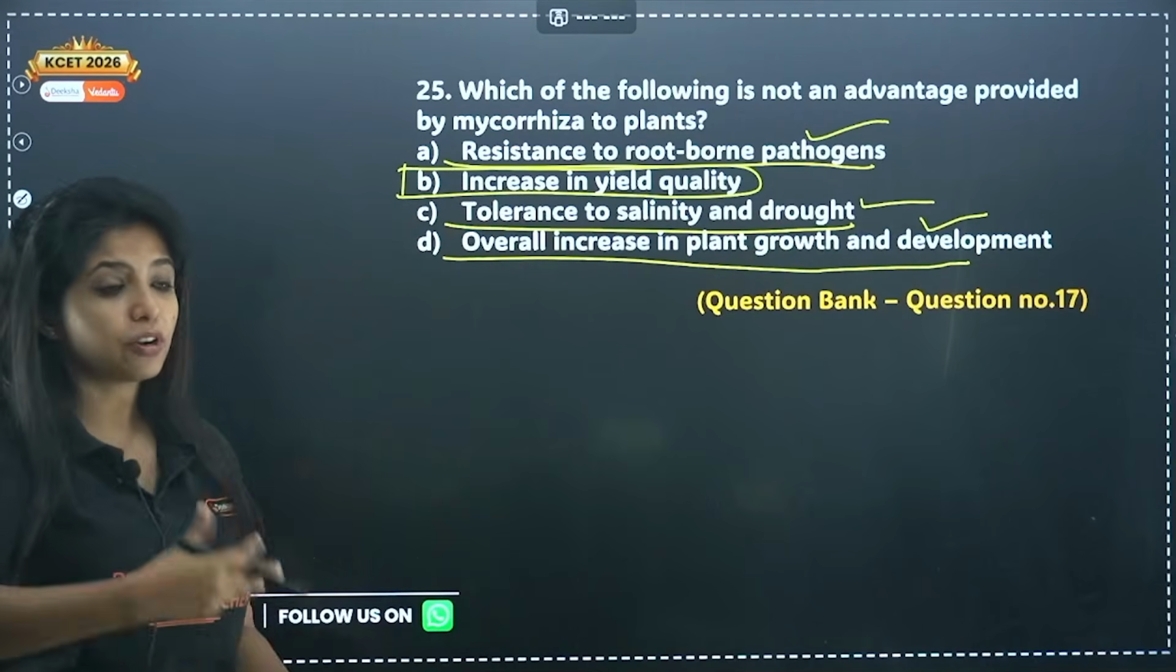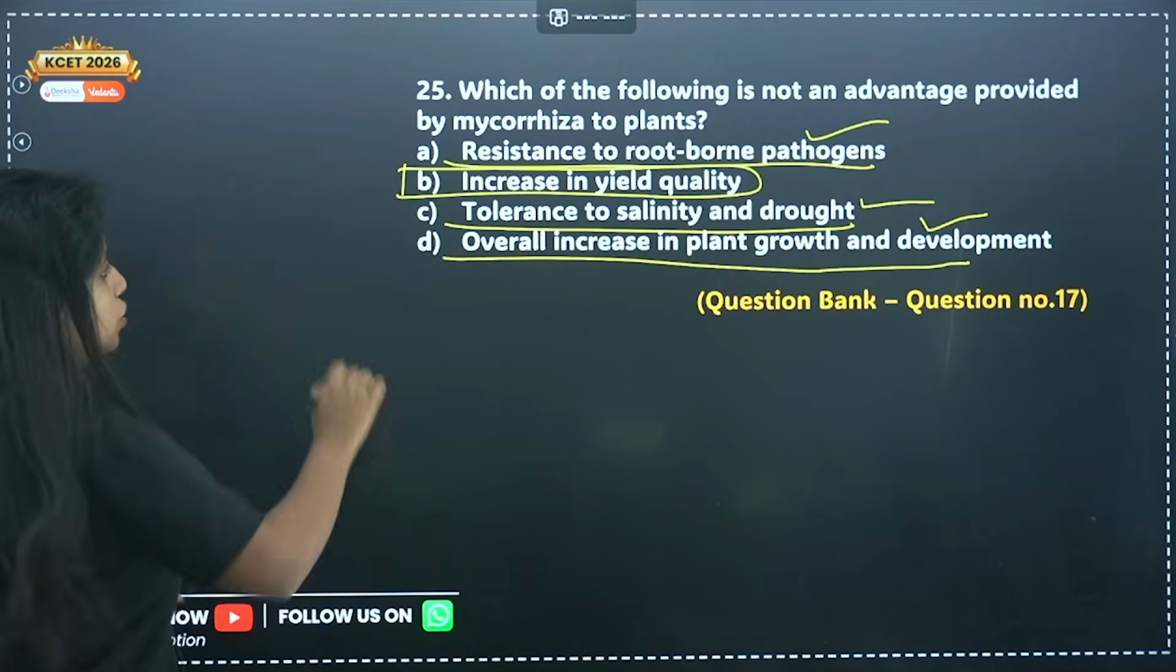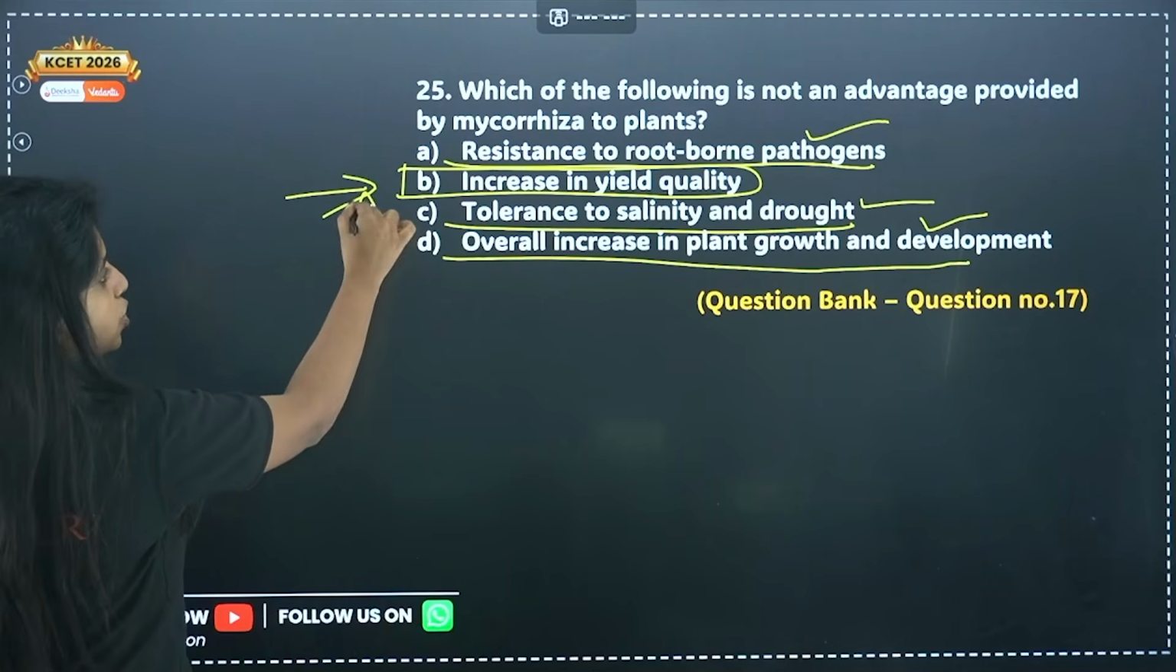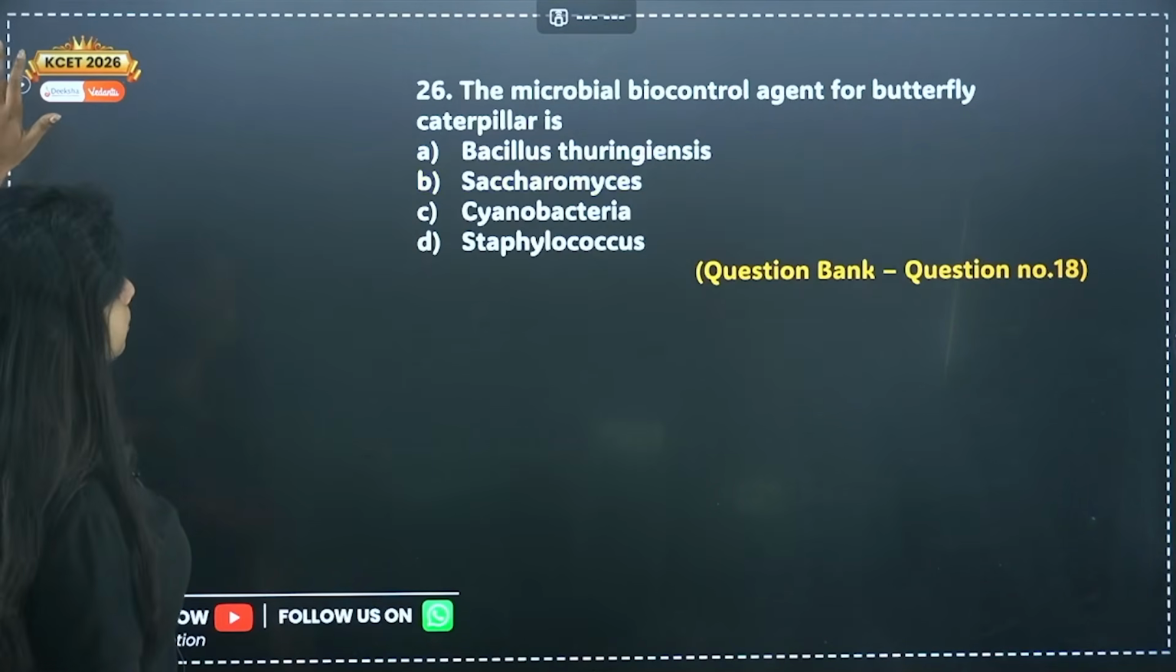Yield means their production is more now. No, that is not controlled by mycorrhiza. So basically this is the odd one out. Please remember it. Increase in yield quality is the odd one out.